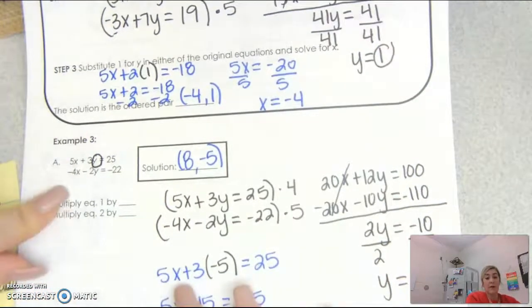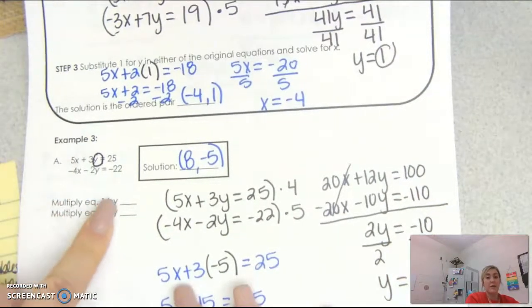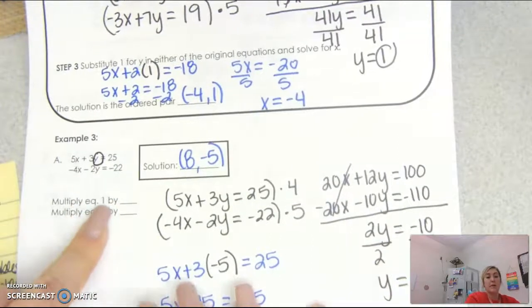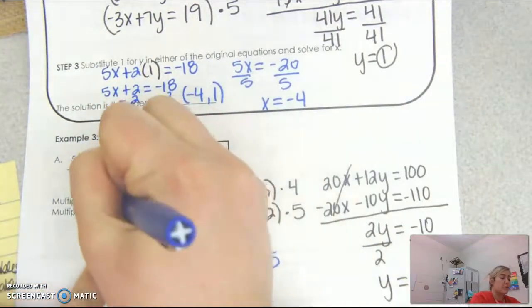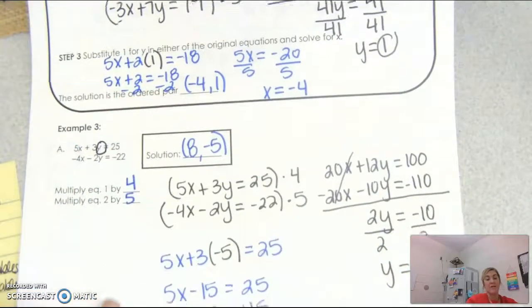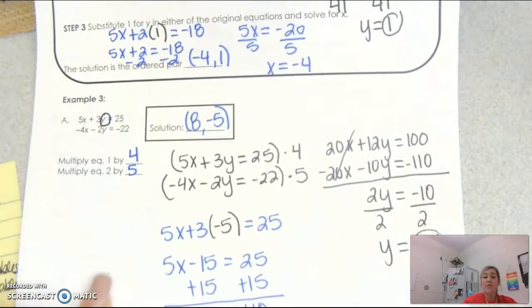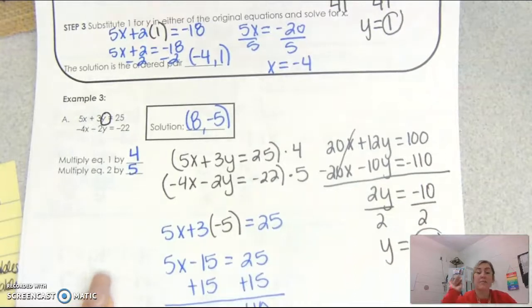So this one part I forgot to answer is what we multiplied each equation by. So we multiplied equation 1 by 4, and we multiplied equation 2 by 5 in order to get them to eliminate. If you guys are struggling or have any questions, please let us know.